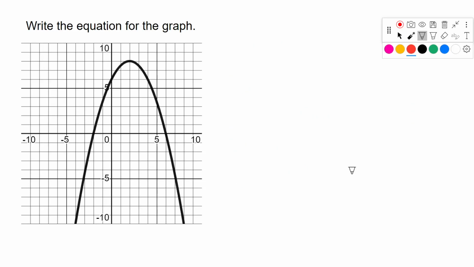Let's take a look at another graph. Again, start by identifying your vertex. In this case, it is (2, 8). This is open down, so I can say that my a value is less than 0, which means it's negative.